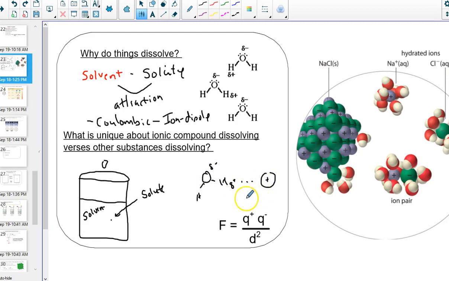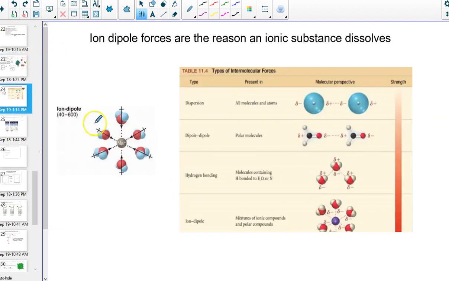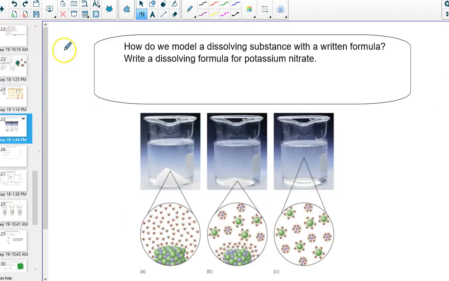Anytime you're comparing solubility, we always want to reference the attraction between the solute and the solvent. We'll be looking more at ion dipole as we go through this particular set of notes. Any of these could be utilized, but really for our purposes here, this is the one we're going to mainly focus on.